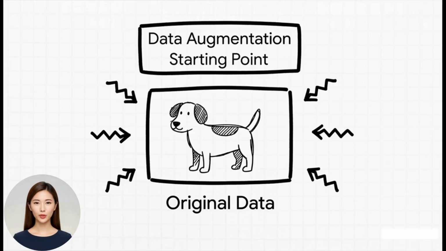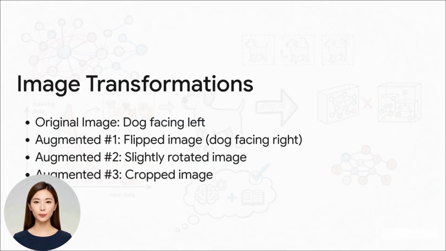We can take just one single picture of a dog to start with. Now, from this one image, we can cook up a bunch of new training examples. We can flip it horizontally, so now the dog is facing right. We can rotate it just a little bit. We could zoom in and crop it. To the model, each one of these is a totally unique picture. We're basically expanding our dataset for free and teaching the model that a dog is still a dog no matter how you look at it.